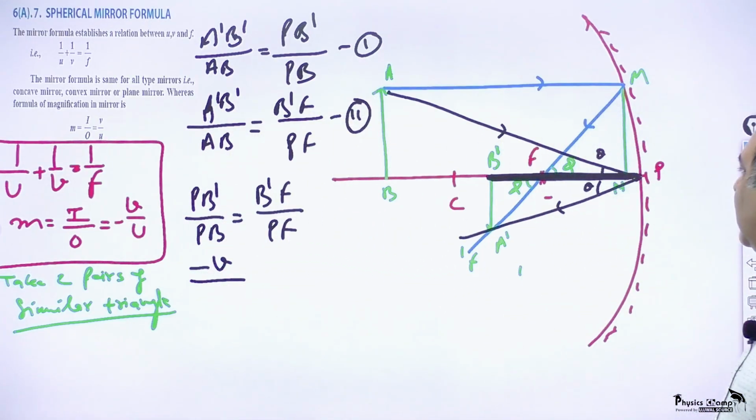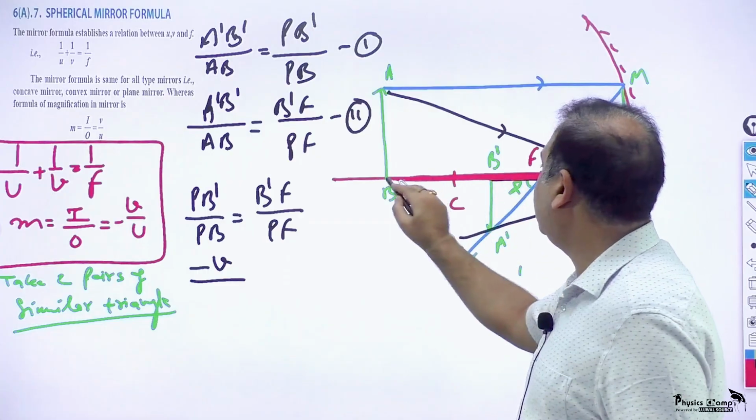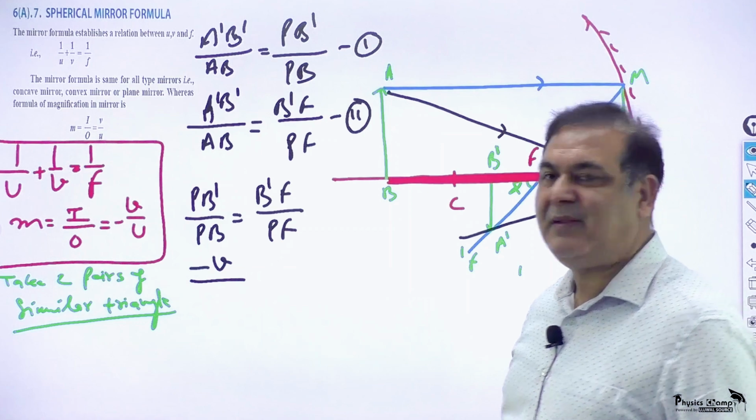What will you call it? PB. If I say how much is PB, then what will you call this distance? PB. So your answer is minus U.